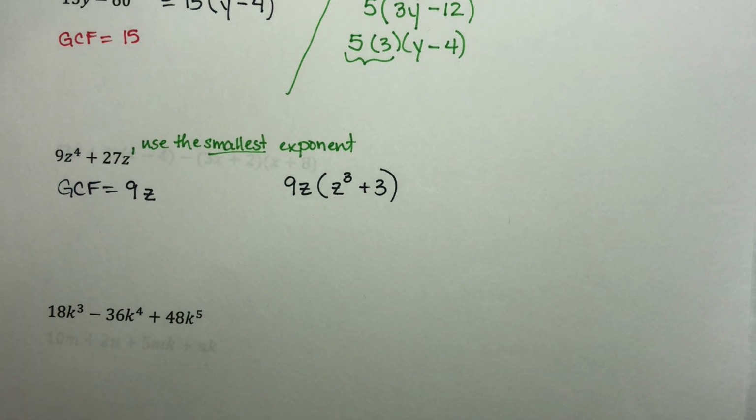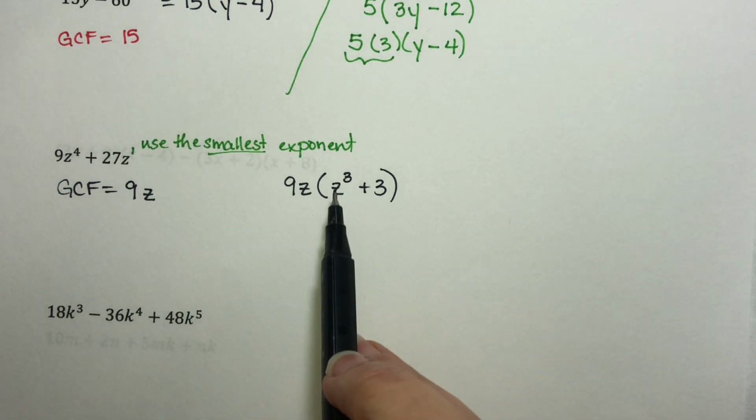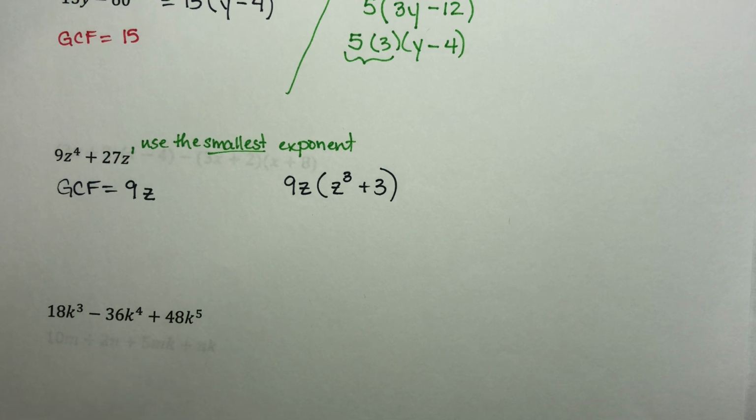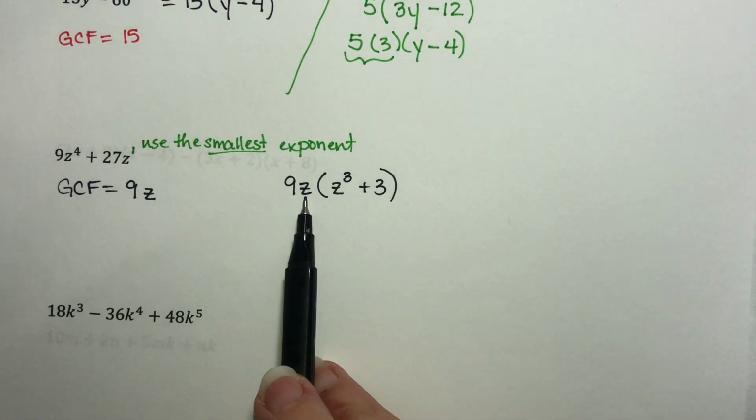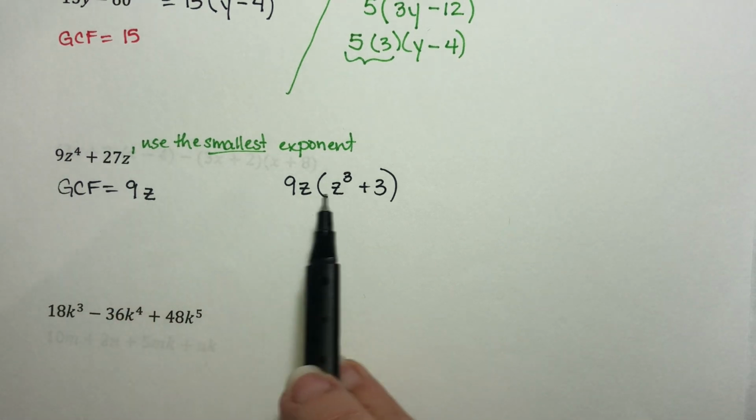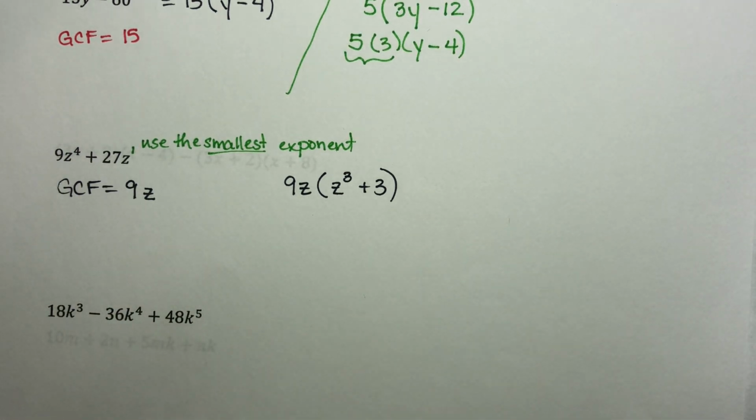Notice that the language I'm using to figure out what needs to go inside the parentheses here is exactly the same language I was using when we did long division. This times what gives me this? So we are doing the same type of thinking we were using when we were using long division.